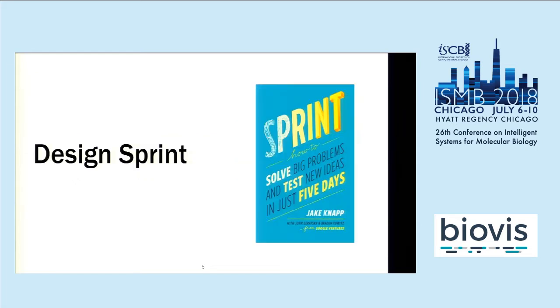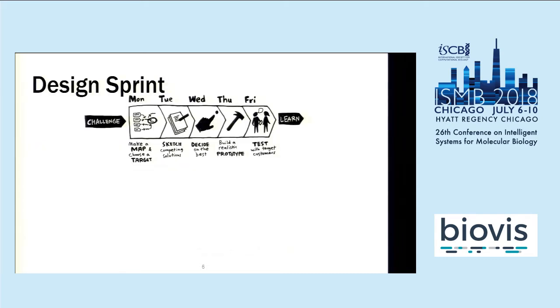To come up with the first idea for our tool and to create a shared vision for our team, we tried a new technique called a design sprint. It is usually not applied to visualization problems. It was developed by Google. And in this technique, you basically come up with a tested prototype in only 5 days.